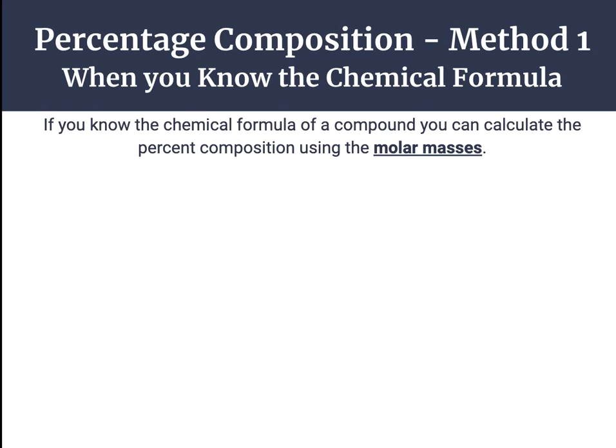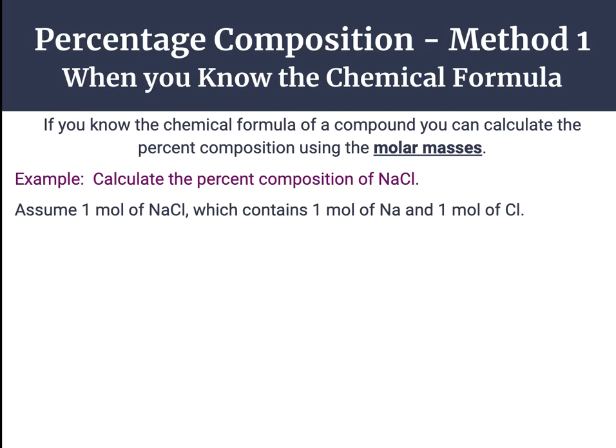If you know the chemical formula, you can calculate the percent composition using the molar masses of the elements and the compound. So if we want to calculate the percentage composition of sodium chloride, NaCl, we're going to use the molar masses. And we're going to assume that we've got 1 mole of everything, so then we can just use the unit of grams. If we've got 1 mole of sodium chloride, it's going to contain 1 mole of sodium and 1 mole of chlorine. And we know this from the chemical formula.